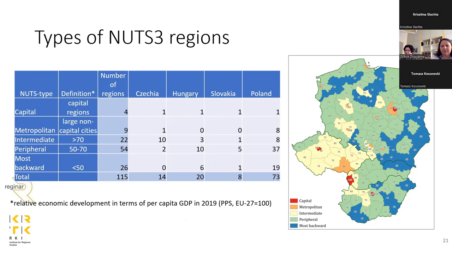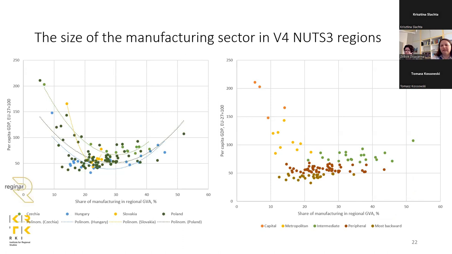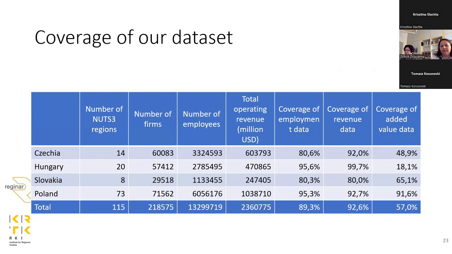There is a U-shaped relationship between the relative economic development and the relative share of manufacturing in the regional economy, which is a specificity of the Central and Eastern European regions. Our data set covers around 200,000 firms, and we have data for all the 115 regions. The coverage is quite varying. For example, the value-added data are mostly missing in Hungary, but they are very well covered in Poland.